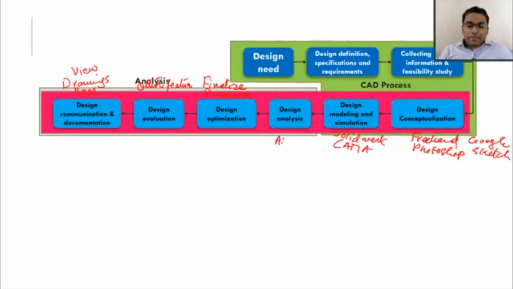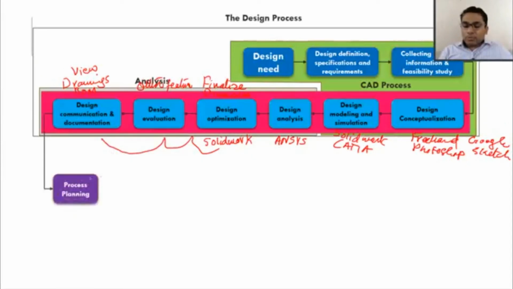For the design analysis, you can use ANSYS. Another software is Abaqus, and there are so many other software which you can use for FEA. For design optimization, you can bring your 3D model back to SolidWorks and optimize the dimensions again. The same software can be used for the evaluation, such as mechanisms or other things. Here the design process is complete, and now we go towards the manufacturing process.